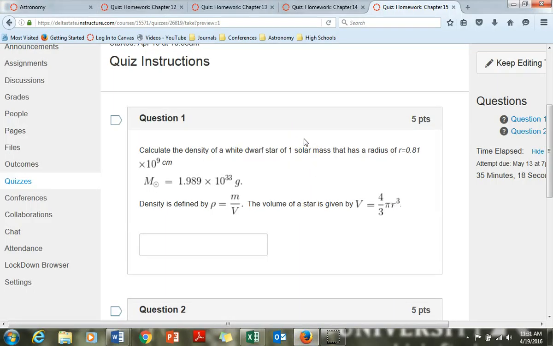We have a radius of 0.81 times 10 to the 9th. We have a mass of 1.989 times 10 to the 33rd. We're going to calculate the density, which is mass divided by volume, where volume is 4/3 pi r cubed. This is exactly like the problem we did earlier, just different numbers, right? It's exactly the same problem, just calculating the density of a sphere. We've got its radius, we have its mass, and we just have to calculate its density.